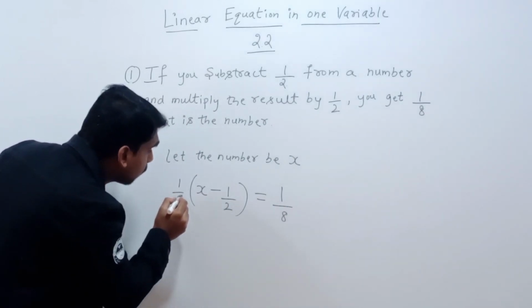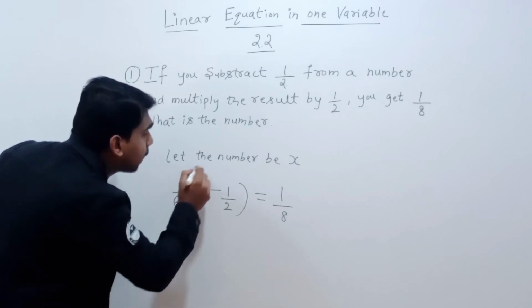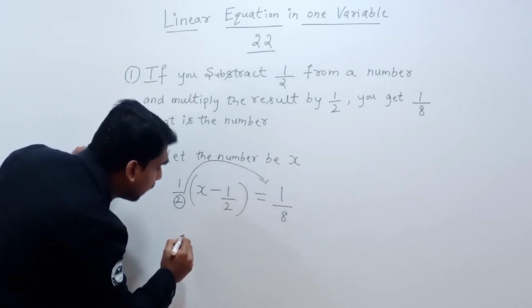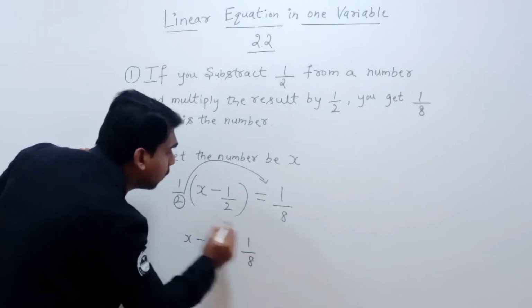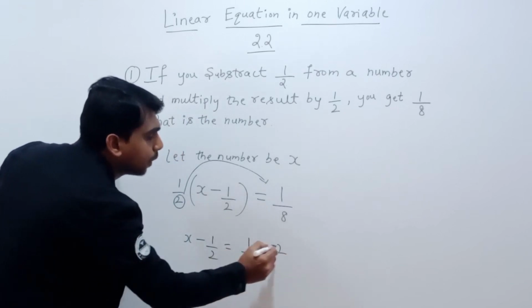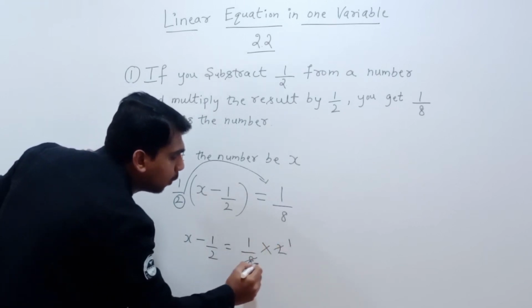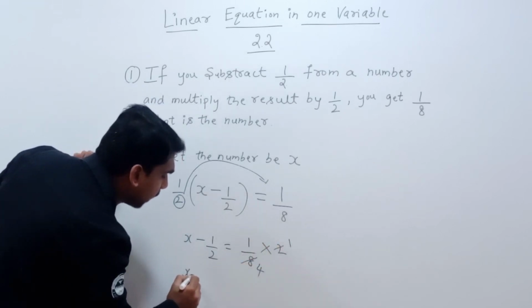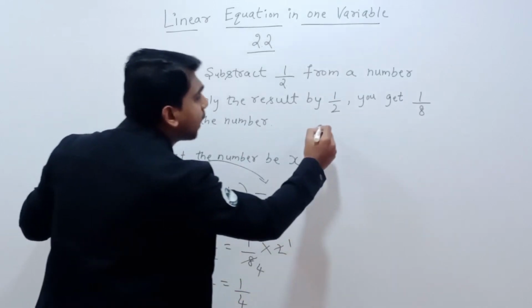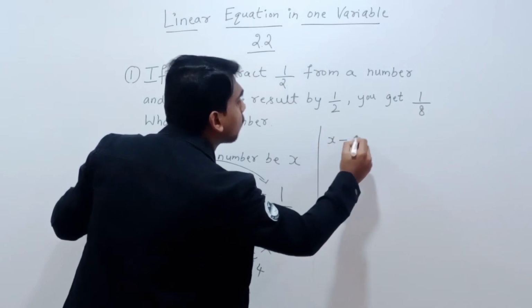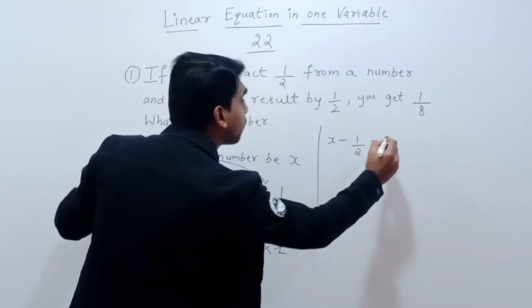Now here 1 by 2 is multiplied. So if we take it to the right side, it will become divided by. x minus 1 by 2 is equal to 1 by 8 into 2. Now we'll cancel. 2 ones are 2, 2 fours are 8. x minus 1 by 2 is equal to 1 by 4. Now we'll write this again. x minus 1 by 2 is equal to 1 by 4.